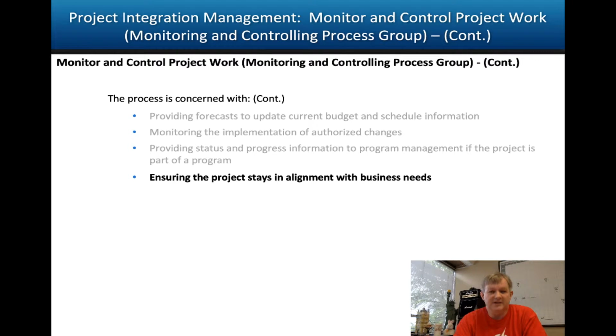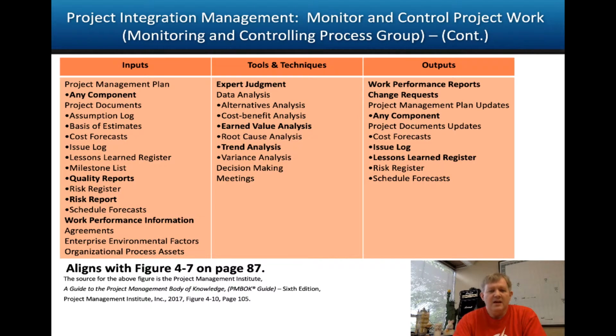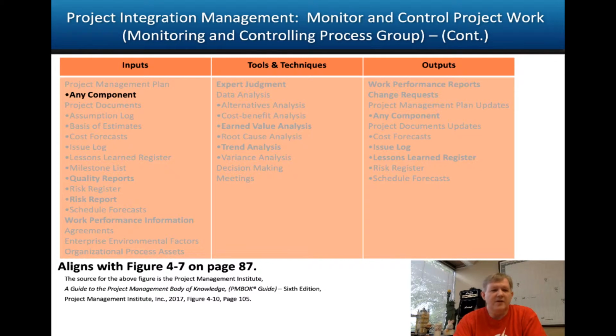In other words, if business needs say go this way and the project starts to go off that way, you can make adjustments accordingly. Now, when we think about the ITO table here, we're going to start out with any component of the overall project management plan. In other words, basically, what do we have in any sort of documents that describe what it is we're trying to do? So ultimately, we're going to be comparing work performance information to anything documented in any of these components. Basically, work performance information is my actual. Any components here are my baseline, and I compare the two to see how they align.